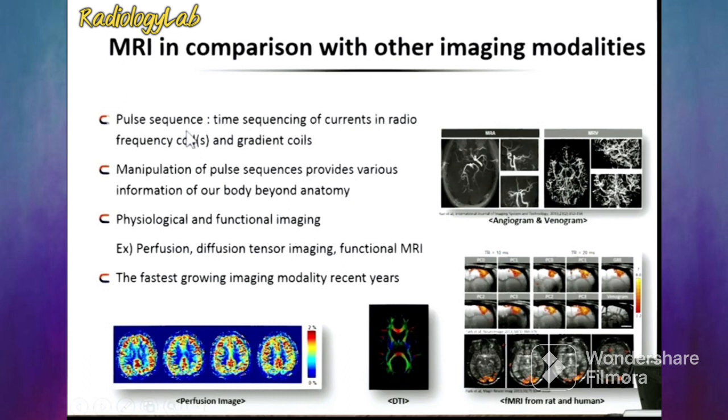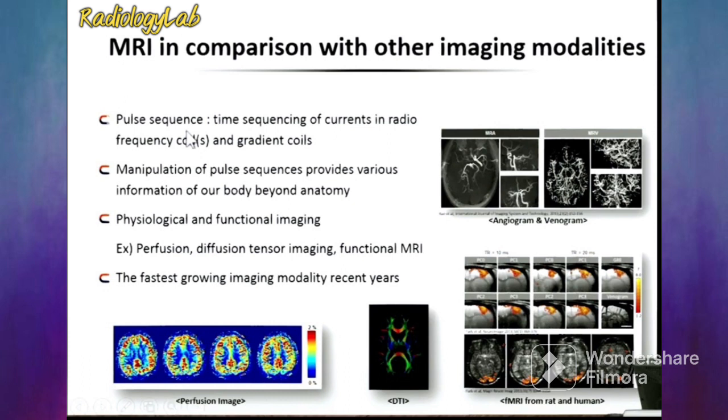Because of that, the MRI research field has grown very fast in recent years, and this figure shows some examples of these imaging modalities, like perfusion imaging, diffusion tensor imaging, which provides neuronal fiber information, and also MR angiography. So this provides arterial information, and this is venous information. These are the functional imaging maps of the human visual cortex.